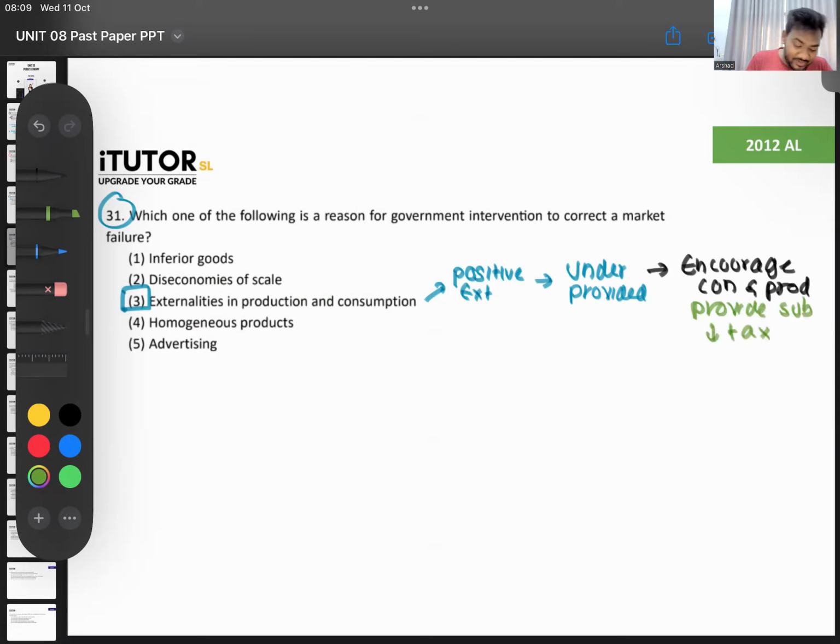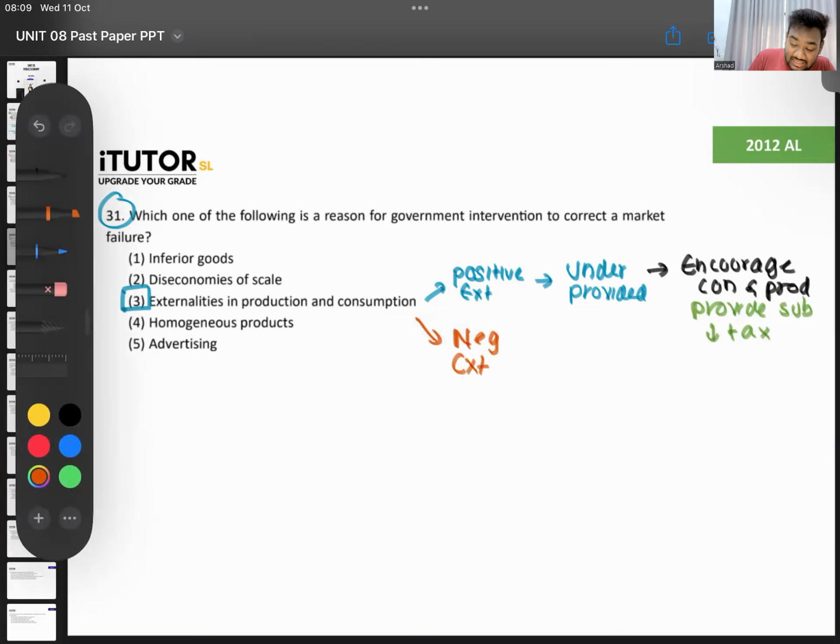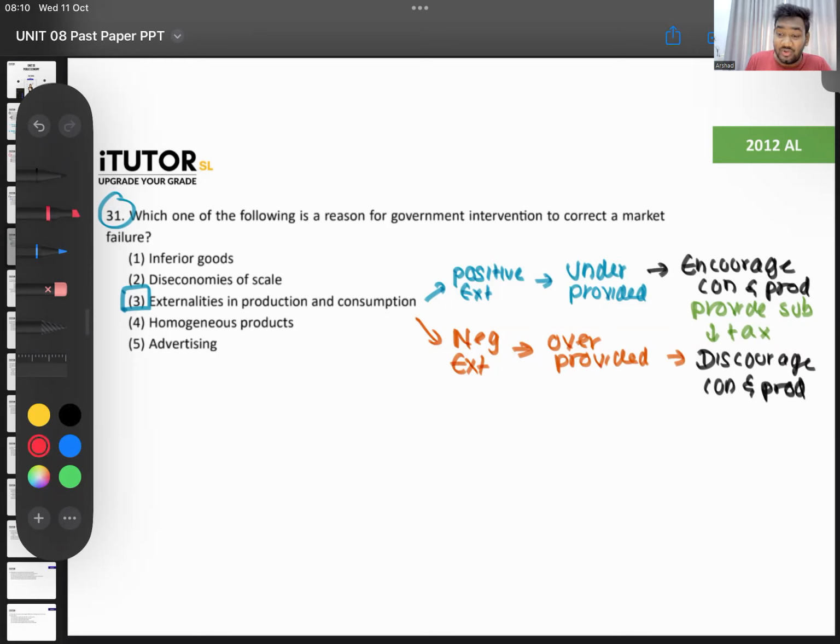When there are negative externalities, they are usually overprovided, overconsumed or overproduced. Then what should the government do? For these kinds of things, government has to discourage. How can they discourage negative externalities? For example, cigarettes, or factories that are polluting. What does the government do? They charge taxes.